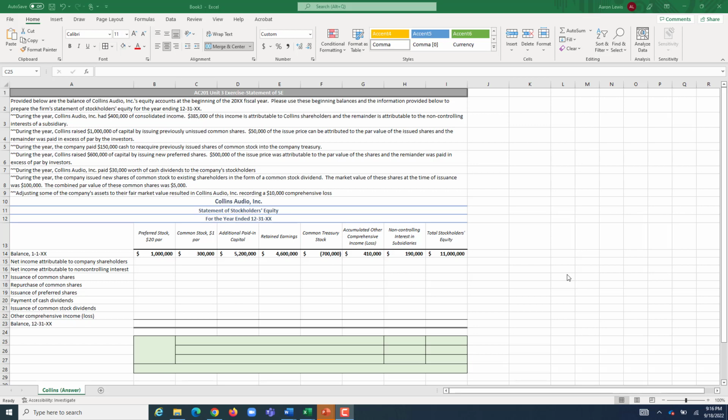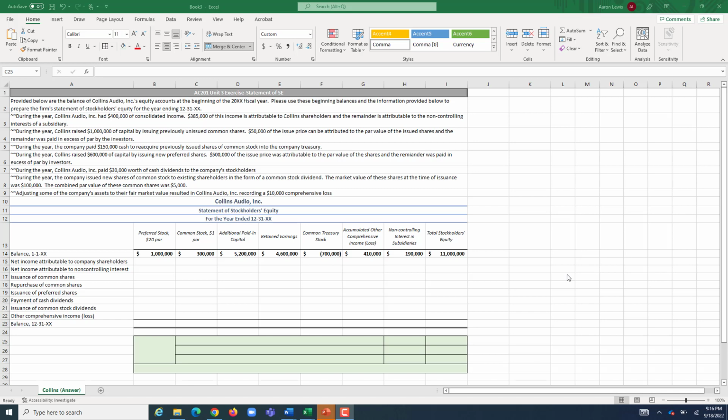Hello everyone. In this practice problem, we are going to prepare a statement of stockholders' equity for Collins Audio Incorporated. Firstly, what is a statement of stockholders' equity? Well, it is one of many types of equity statements that a company can produce. And in recent years, it is gaining popularity quickly, becoming a very commonplace equity statement that companies produce.